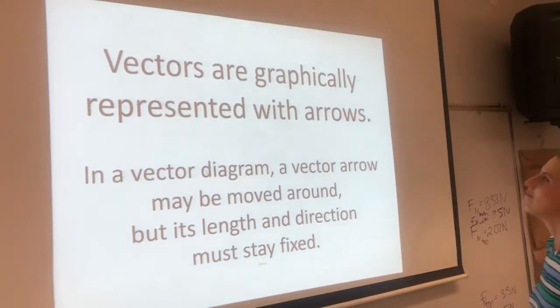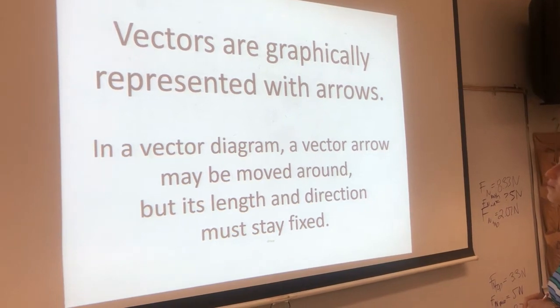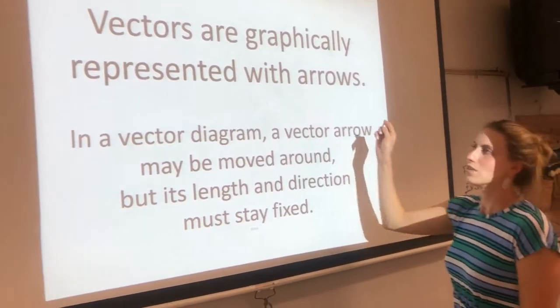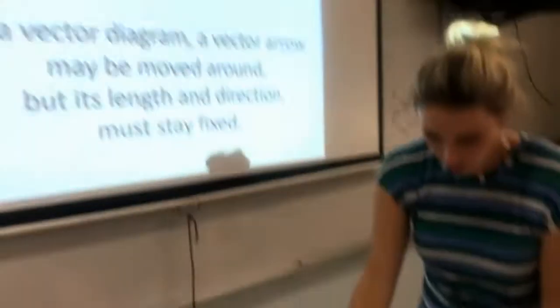Okay. Vectors are graphically represented with arrows. So the displacement, we can represent that with arrows. We could do that on the map. Should we do that right now? I think we should.